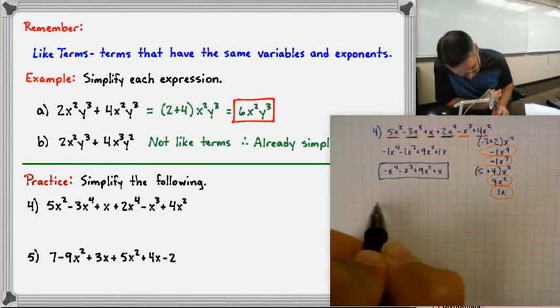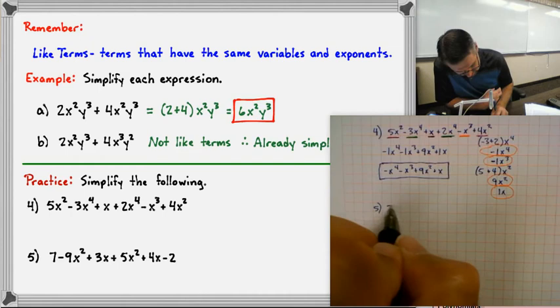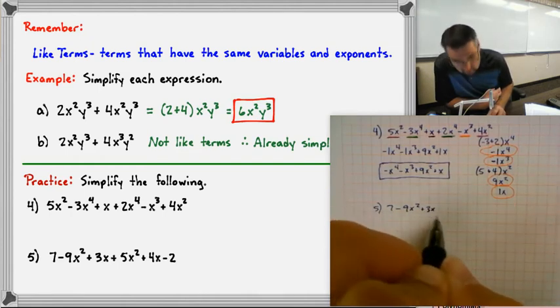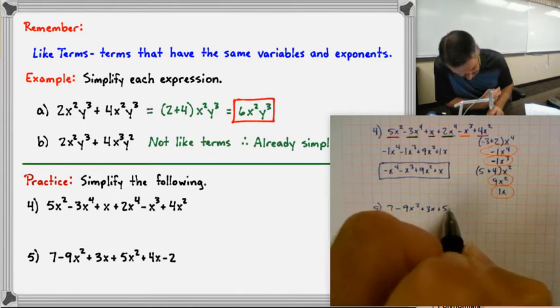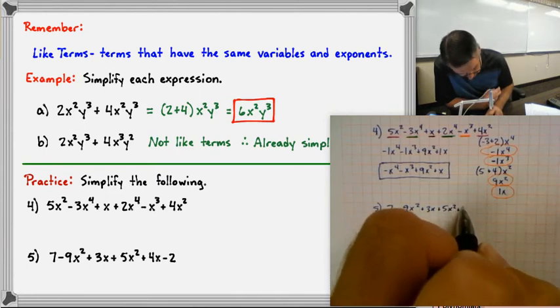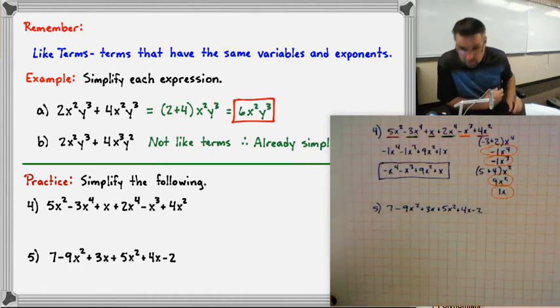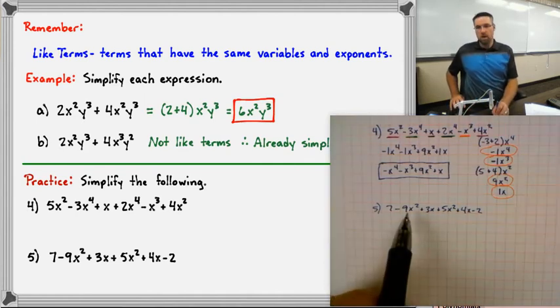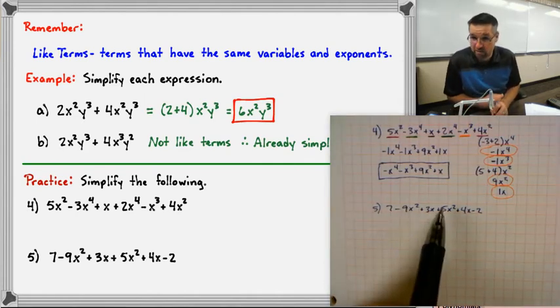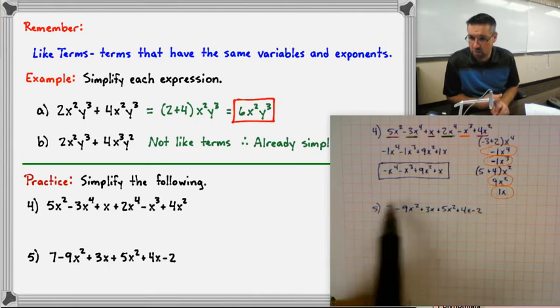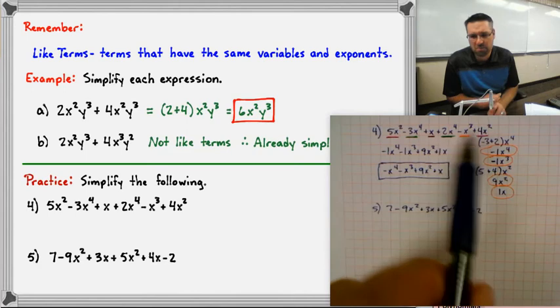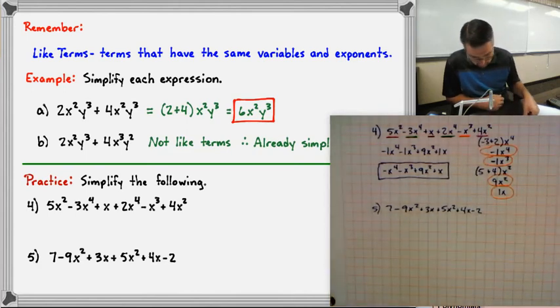All right, let's go ahead and take a look at number 5 now. We've got 7 minus 9x squared plus 3x plus 5x squared plus 4x minus 2. Now, for the most part in this class, our focus is going to be on polynomials with the highest exponent as 2. So this is a good example of what you're going to see throughout the year. This is something that you'll see actually more in Math 3, but simplifying it is no more difficult no matter what level you're at.